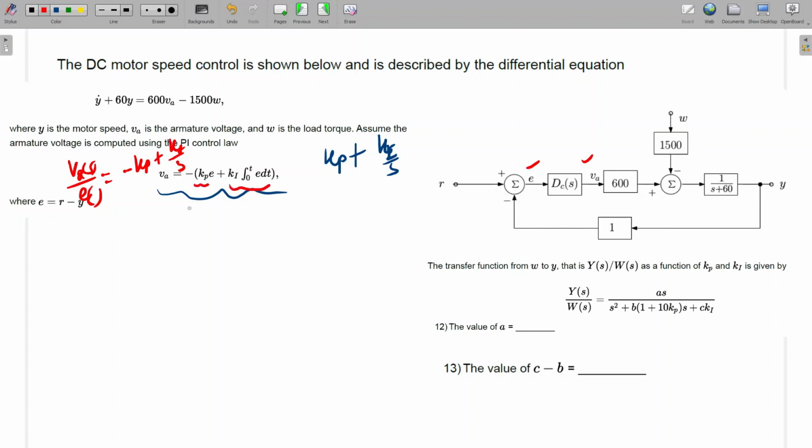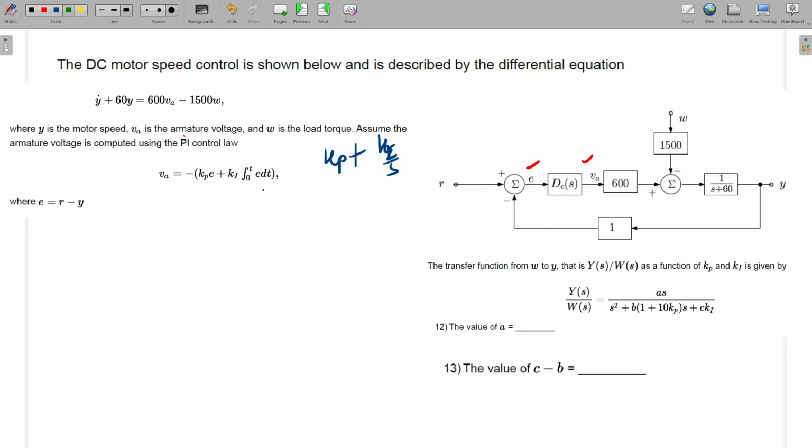Sir, the minus is for the entire thing, the total. Okay. Because it's integration, it is Ki by S. If the integral from 0 to t of e dt, then it will be E of S by S. For Ki, when you do the Laplace transform, for differentiation S is multiplied, and for integration 1 by S is there.